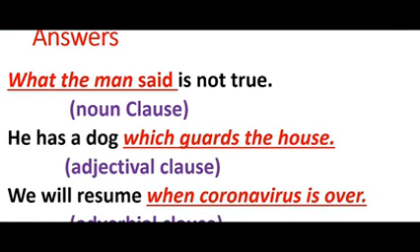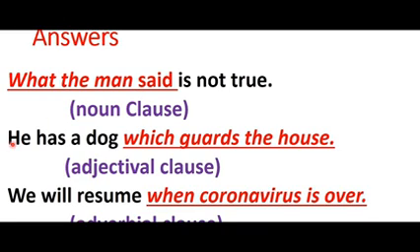The answers are here. Number 1. What the man said is not true. In this case, what the man said is the clause, and it is the subject of the verb is, so it is a noun clause. It is a name. When you say what the man said, you're talking about something.